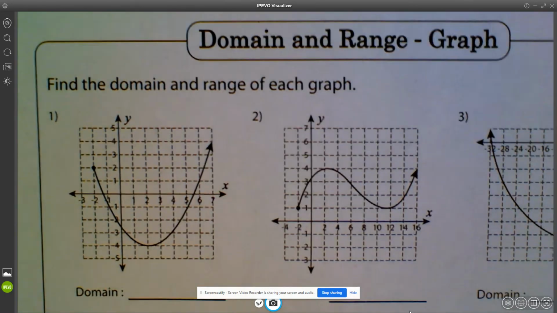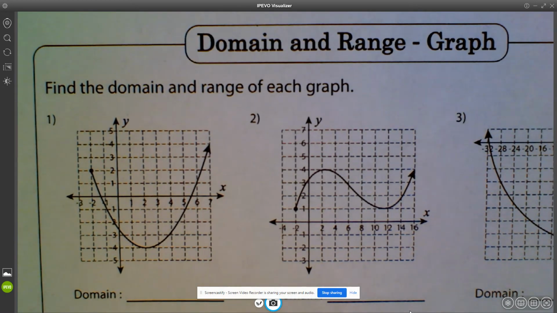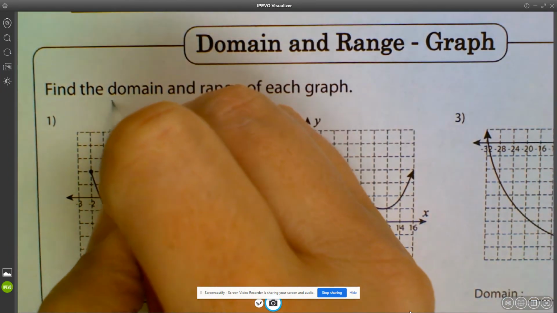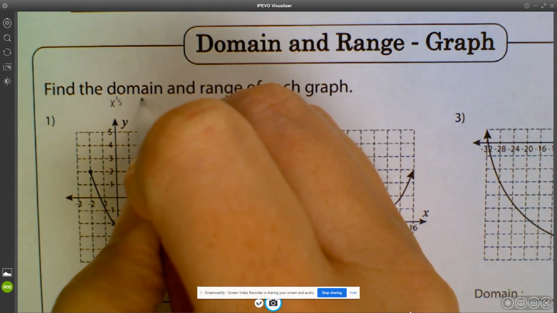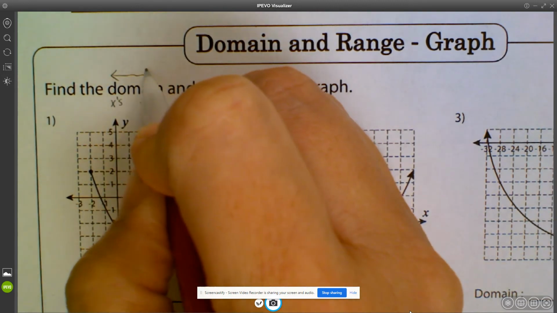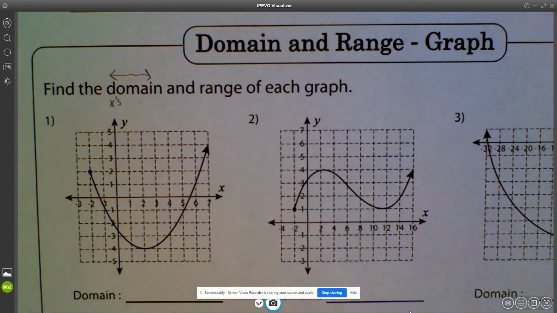Now I want to talk about the domain and range of a graph that has one or more infinite parts. So let's just review before we move on. We know that the domain is the set of our x's. It's how we travel along the x-axis. I refer to it as the leftness and rightness of the graph.